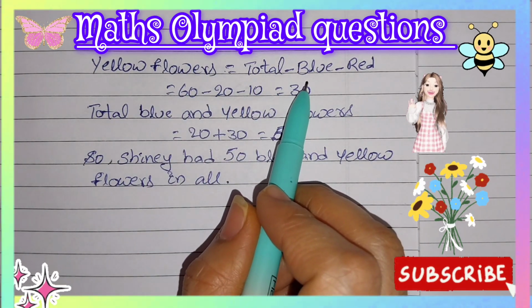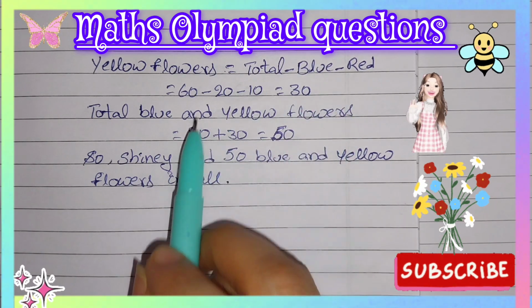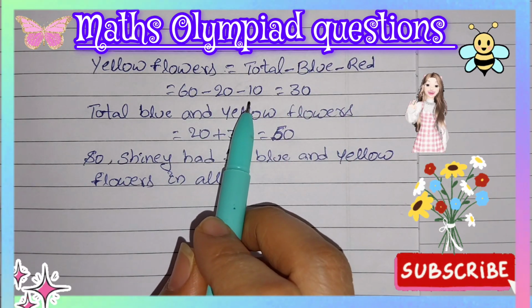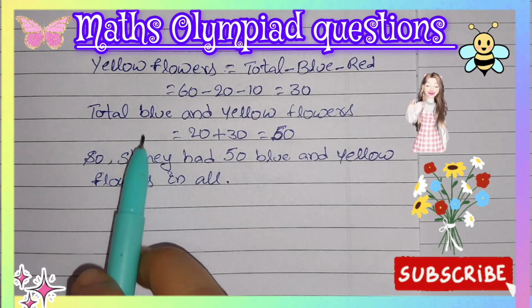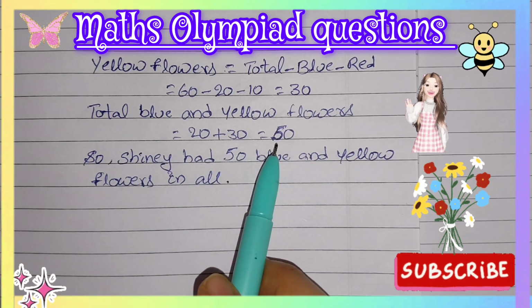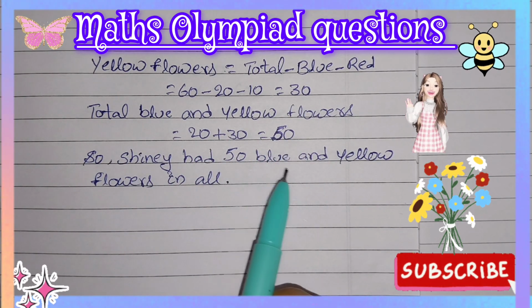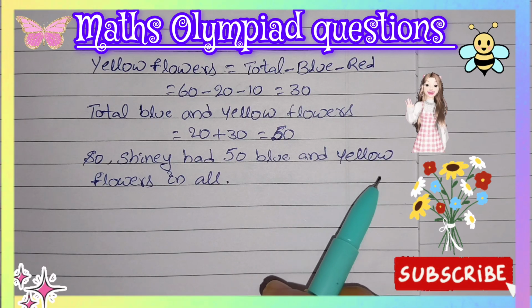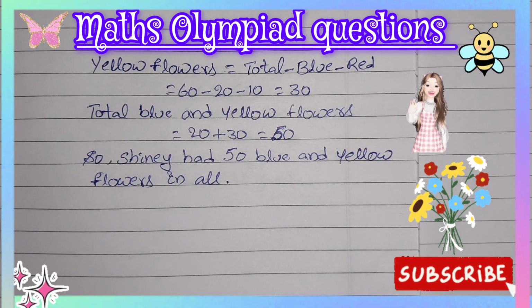Yellow flowers equals total minus blue minus red. We know all the values. 60 minus 20 minus 10 equals 30. Total blue and yellow flowers: 20 plus 30 equals 50. So Shiny had 50 blue and yellow flowers in all.